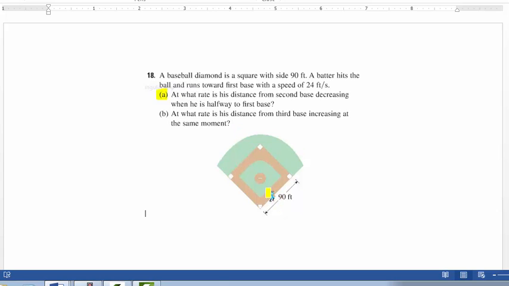Okay, so here's the guy, here's the runner. He's running towards first base, and they want you to determine how fast his distance from second base is decreasing when he's halfway to first base. So you're looking at this distance, right? So again, what have we formed here? We formed a right triangle, right? Because since this is a square, this angle here would be a 90-degree angle.